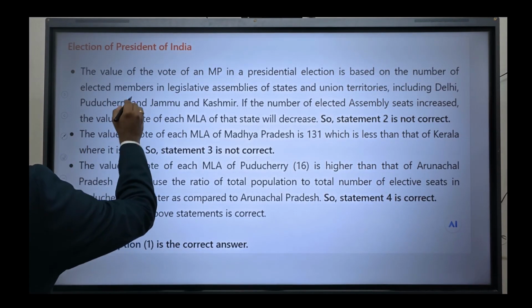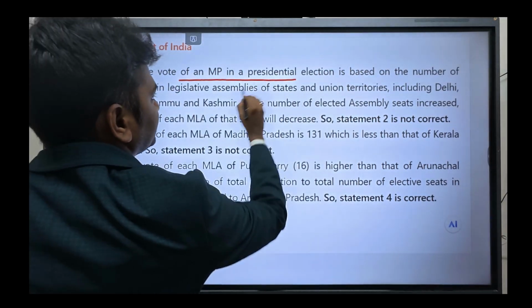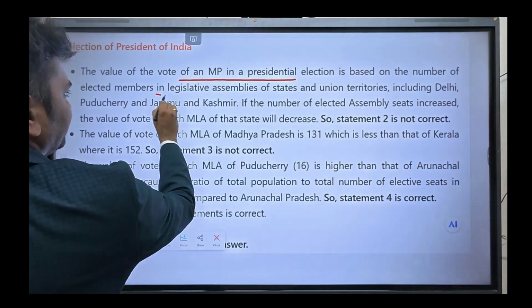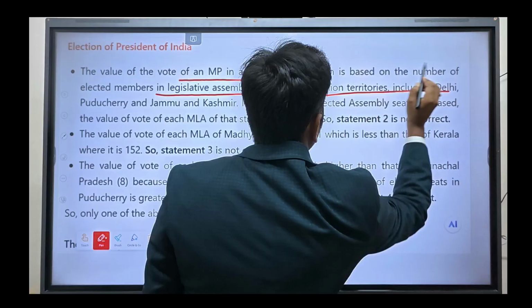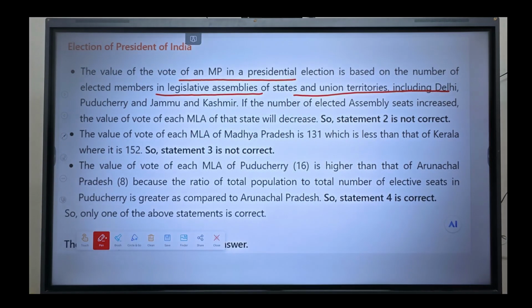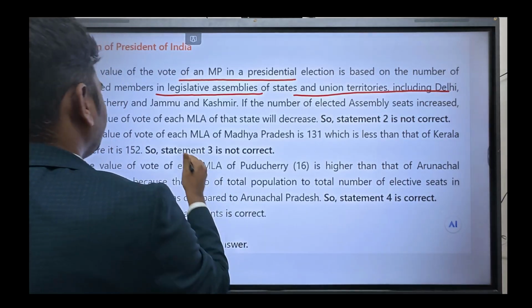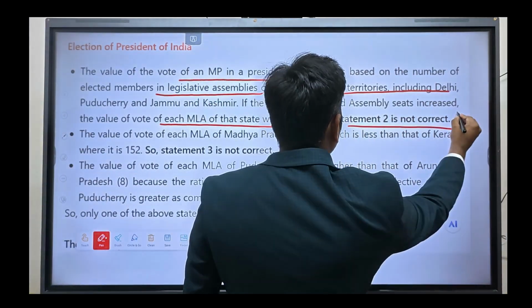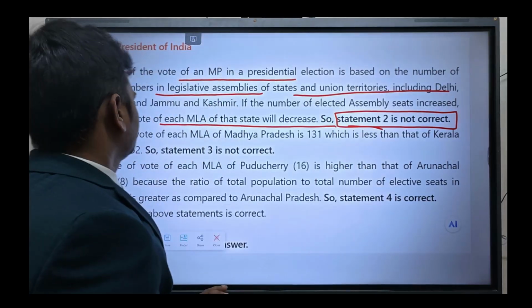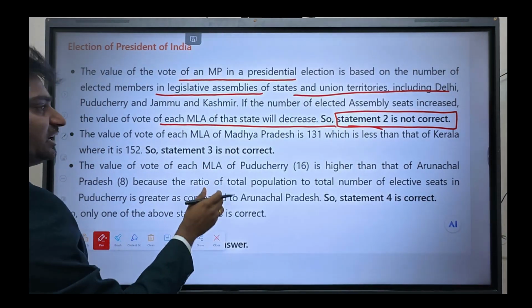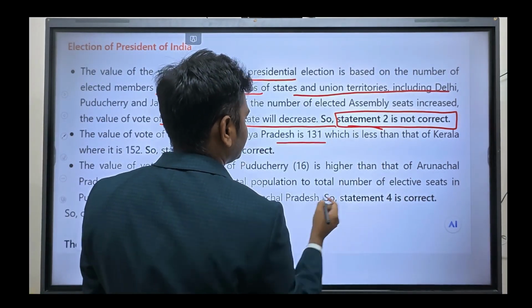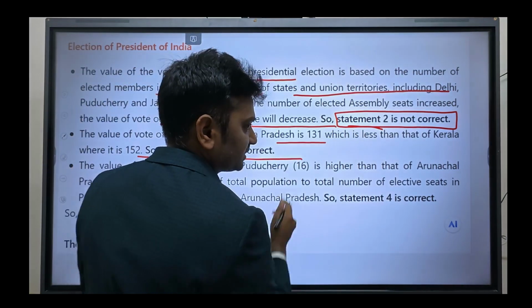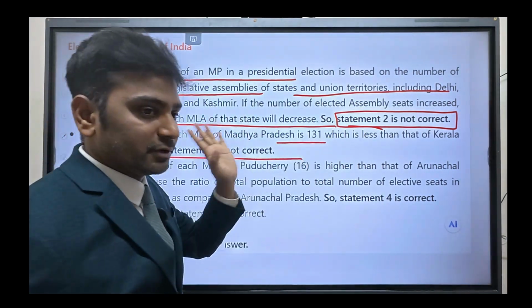Look at it. The value of vote of an MP in presidential elections is based on the number of elected members in legislative assemblies and union territories, including Delhi, Pondicherry, and Jammu Kashmir. If the number of elective assembly seats increase, the value of vote of each MLA will decrease because it is in the denominator. So statement 2 is incorrect. That is what we said. The value of vote of each MLA of Madhya Pradesh is 131, which is less than that of Kerala. Hence, statement 3 is incorrect. This is a trivial question, very difficult question.